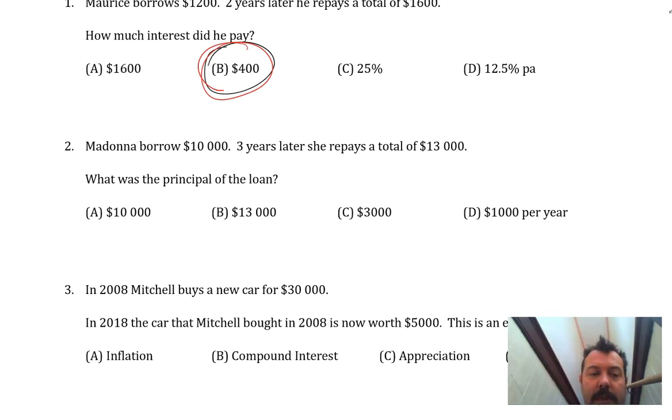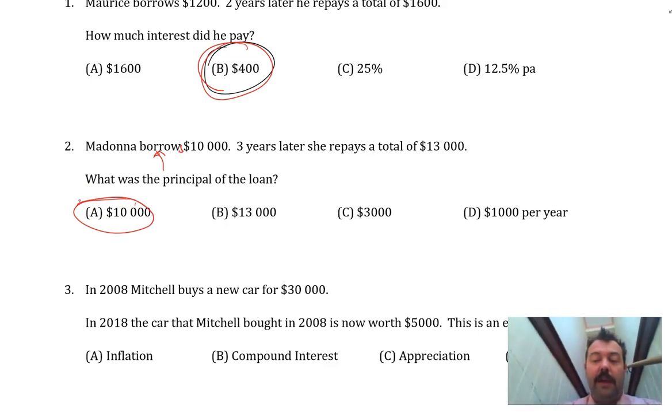Now, Madonna borrows $10,000, repays a total of $13,000. What was the principal? The principal is what you borrow, right? Principal is what you borrow, what you start with. So, nice and simple, $10,000. No calculations involved there. An easy one.